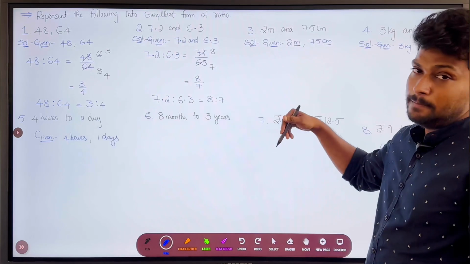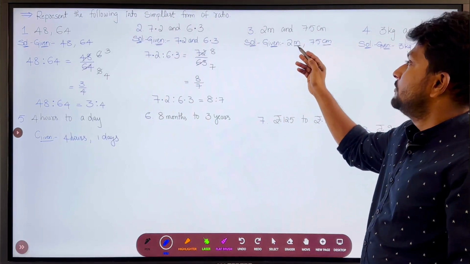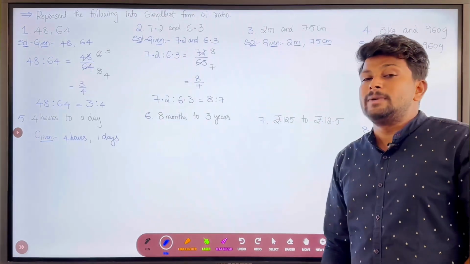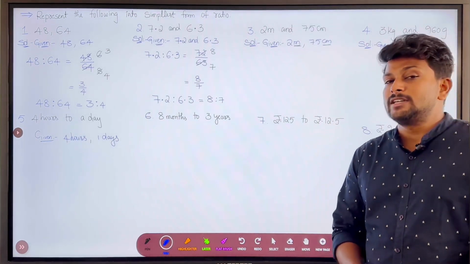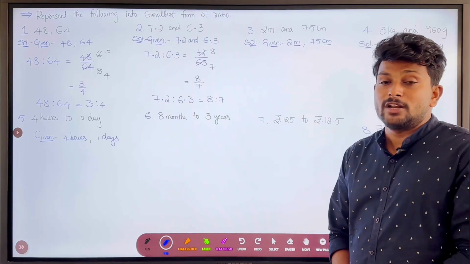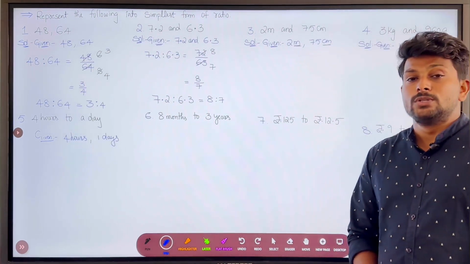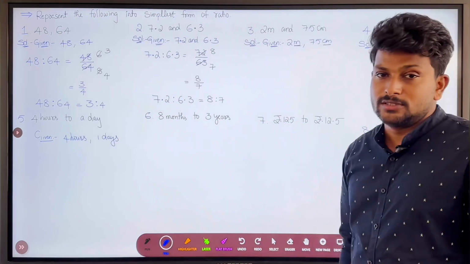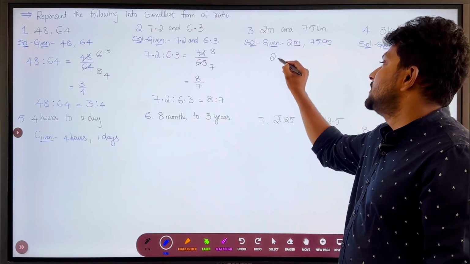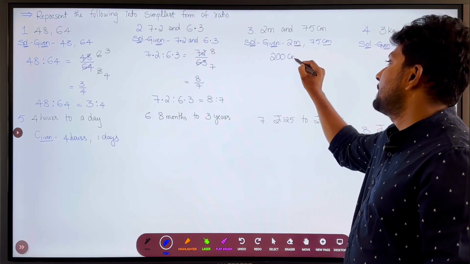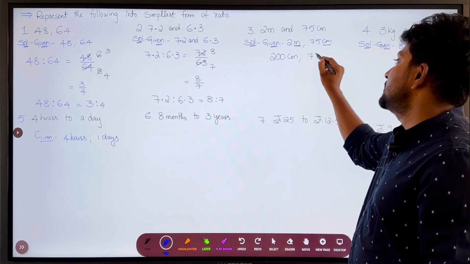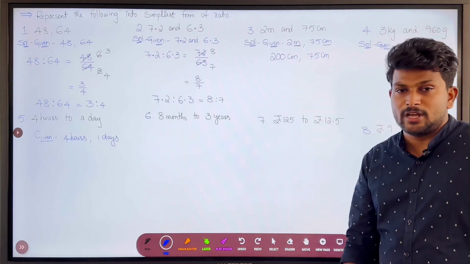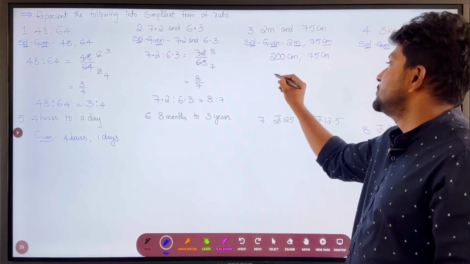So how shall we do it? Give me the answer. We will convert meters into centimeters, right? Meters and centimeters are easy to convert. So 1 meter equals how many centimeters? 1 meter equals 100 centimeters. So what about 2 meters? 2 meters equals 200 centimeters. We have seen this in measurements, right? Now we have 200 centimeters and 75 centimeters, the terms in the same units. Now we can find the ratio.